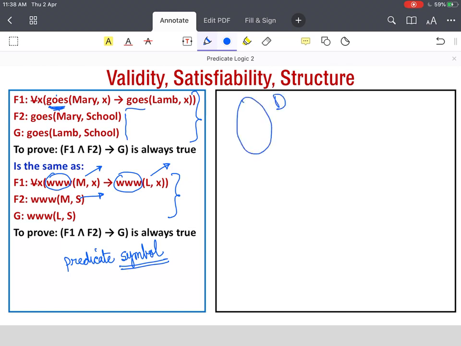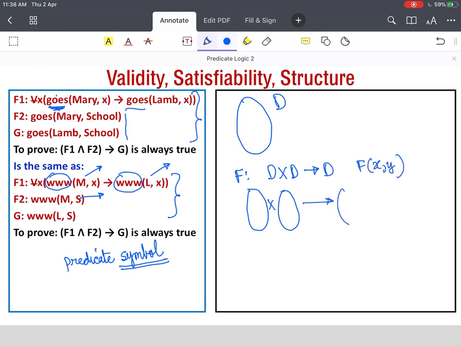So what is a function and a predicate? There is a domain D and a function from D cross D to D, let us say in the specific case, a function of two arguments. Let us look at this function f(x,y) of two arguments. It is D cross D to D. For many arguments, a function will be D to the power n to D.